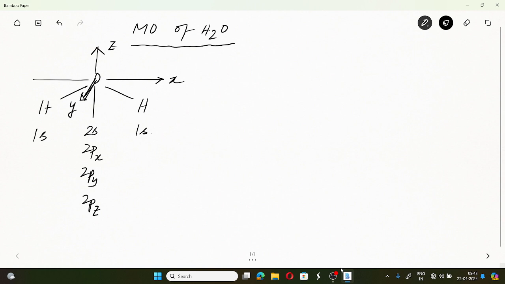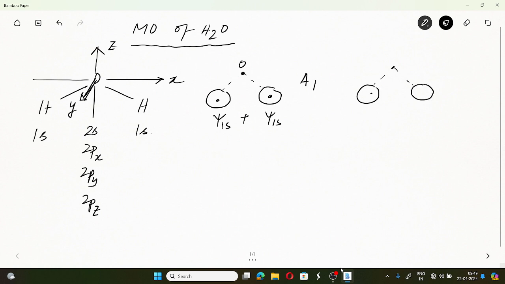So we have already discussed that these group orbitals, when they are combining in phase, this is the oxygen. So Chi 1s plus Chi 1s of hydrogen, when they are combining in phase, we have named this group orbital as A1. And when they are combining out of phase, this is the out of phase combination. This is the position of oxygen. So this is B1. This we have discussed.